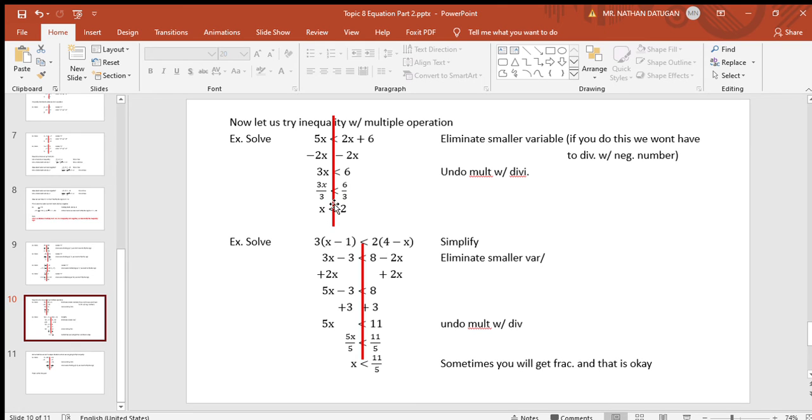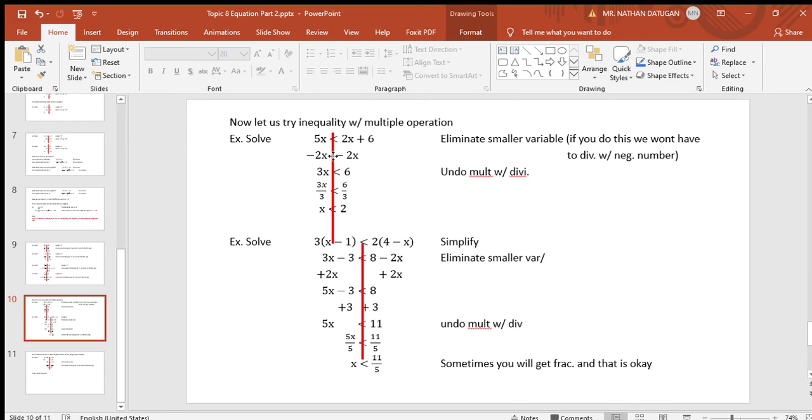Now, inequalities, as you have known from equations, have multiple operations. And in inequalities, you're going to get multiple operations that you need to undo. But if you do it correctly, you're never going to have to flip the sign, most of the time. There are situations where you have to flip the sign, but if you do the steps correctly, you're never going to flip the signs. So let's have an example on that. So we have 5x is less than 2x plus 6.